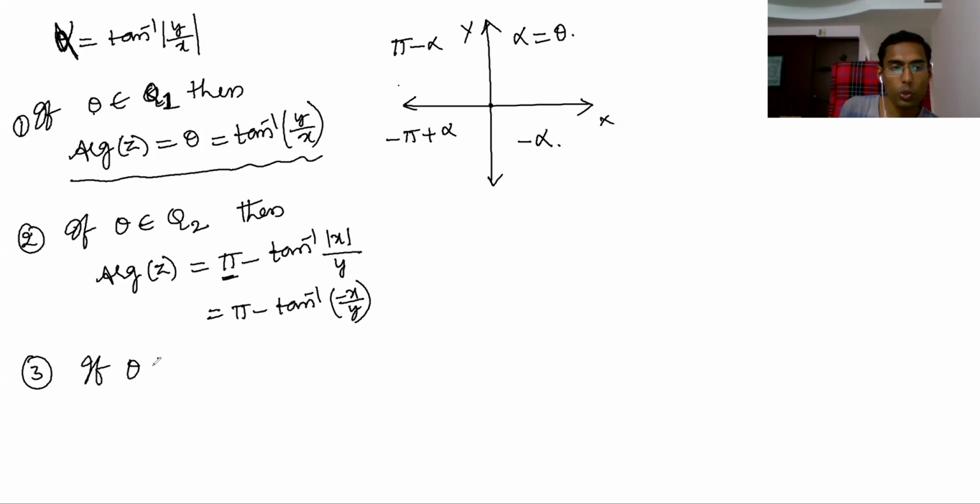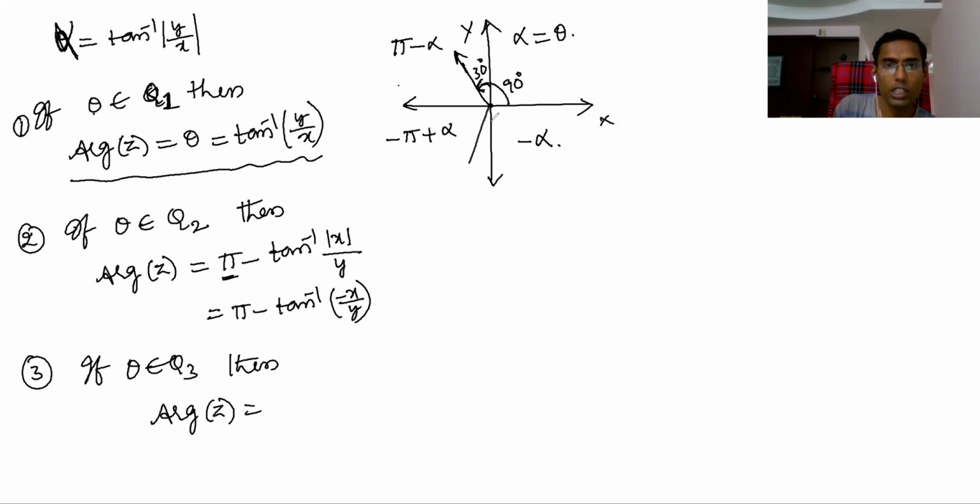If theta belongs to Q3, then what will happen? Argument of z becomes what then? Here I am giving an example. Let's say this is 30 degrees. Now let's say this is 90 degrees, 90 plus 30, this whole becomes 120 degrees. Same, if I write in this direction, this 120 becomes minus 120 degrees. Please understand that.